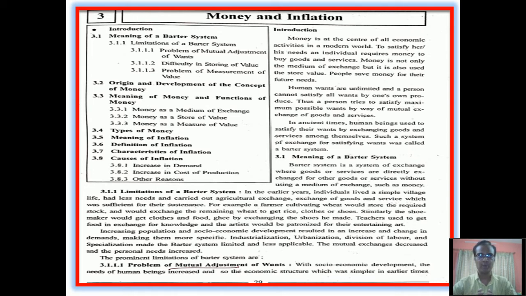So first is the problem of mutual adjustment of wants. Second, difficulty in storing of value. Third, problem of measuring the value. So first is the problem of mutual adjustment of wants.